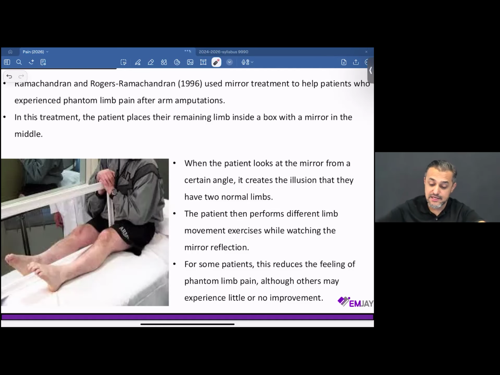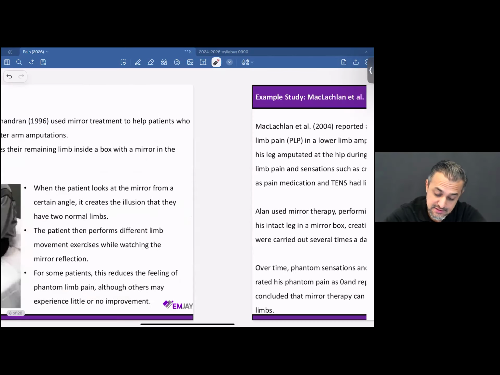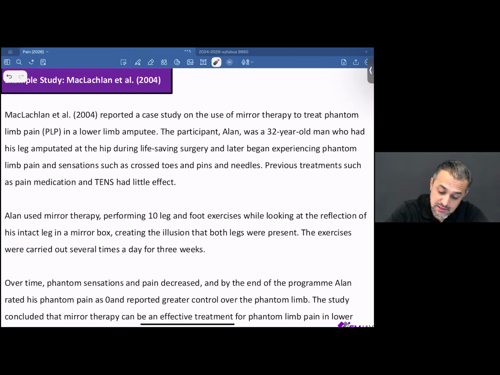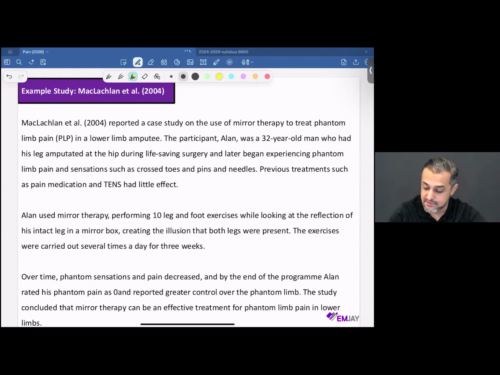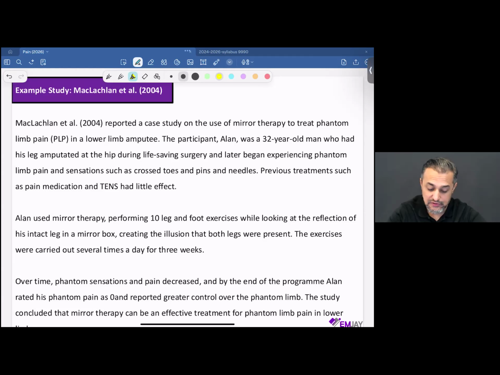Now taking this ahead, Bismillahir Rahmanir Rahim, let's talk about this example study. This example study, of course, if you read through this, like I suggested, if anyone is interested in the content that you see on the screen, you might as well be taking screenshots along the way. MacLachlan et al. in 2004 reported a case study.